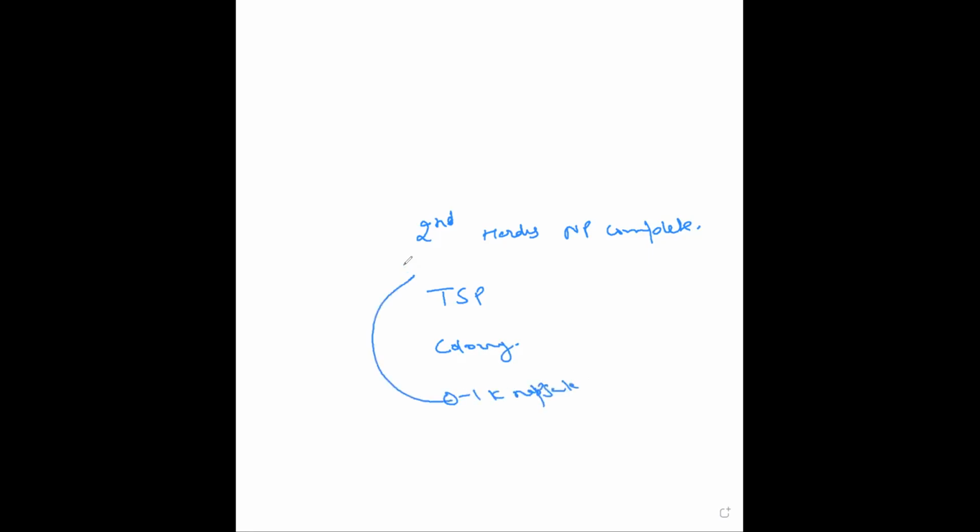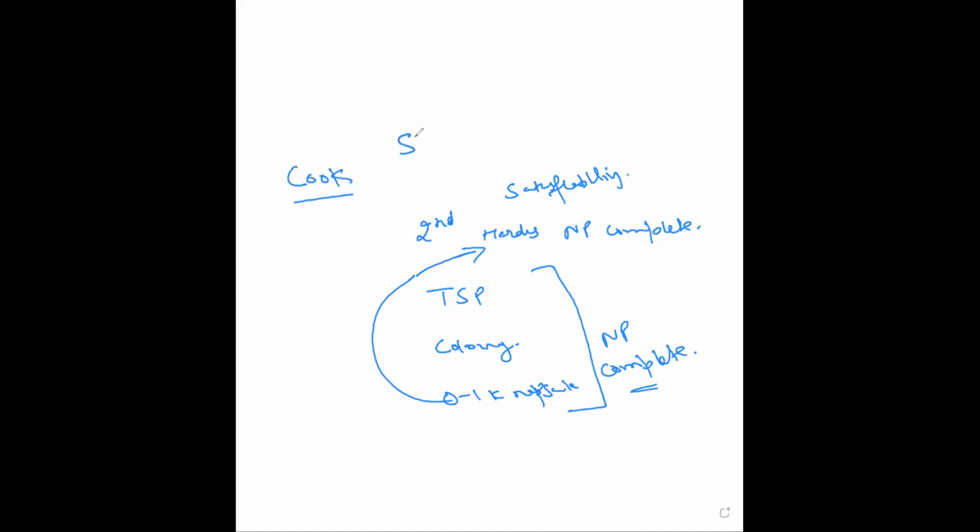If we can convert these problems or reduce these problems into a satisfiability problem, then we also believe that these problems come under the category of NP complete problem. So that's the objective. That is where Cook's discovery was so important, where Cook was able to prove that SAT is an NP complete problem.